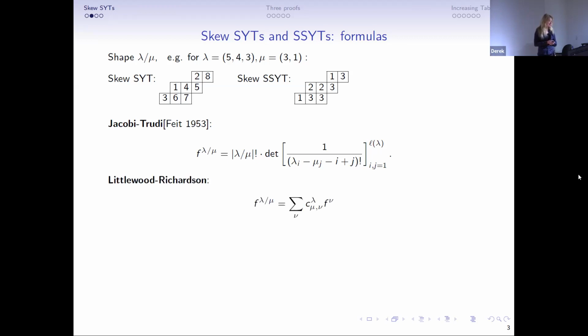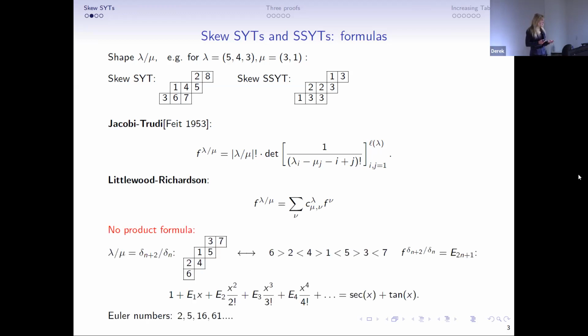Another one comes from the Littlewood-Richardson coefficients, but then the problem here is that Littlewood-Richardson coefficients are difficult to compute. And just to settle all hopes down for a product formula, a special case of counting the skew standard Young tableaux gives the zigzag permutations, which are counted by the Euler numbers, and they have this exponential generating function, so the numbers are pretty complicated in this case.